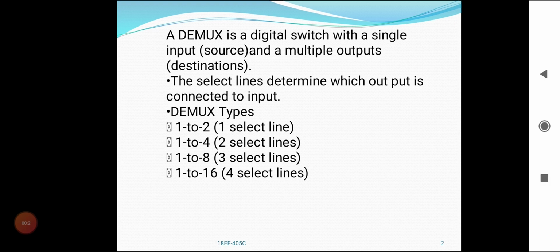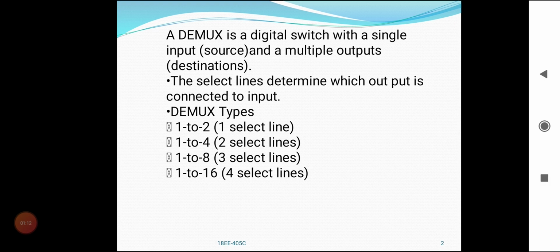A DMUX is a digital switch with a single input source and multiple outputs and destinations. The select lines determine which output is connected to the input line. So a demultiplexer has a single input and 2 to the power of n outputs, where n is the number of selection lines. If the selection lines are n, then outputs are 2 to the power of n. So we can say that the demultiplexer is a digital switch. It will connect the single input to many outputs.